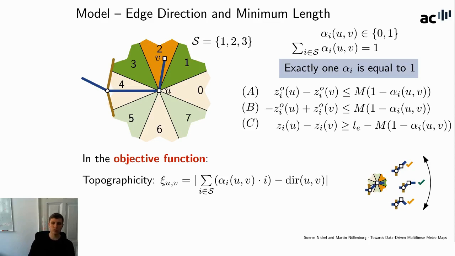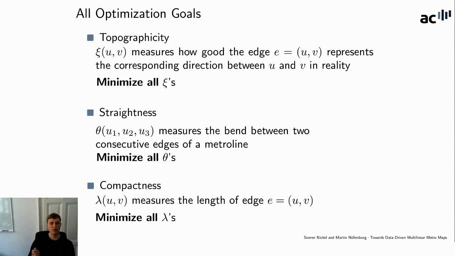So what we do to ensure that most of the edges are drawn in their natural orientation is we sum over all the variables xi that we have created, and then we minimize this sum. We can do a very similar thing for the other two optimization goals that we have already talked about, straightness and compactness. Again, we define variables, we sum all these variables together, and we take a minimum.